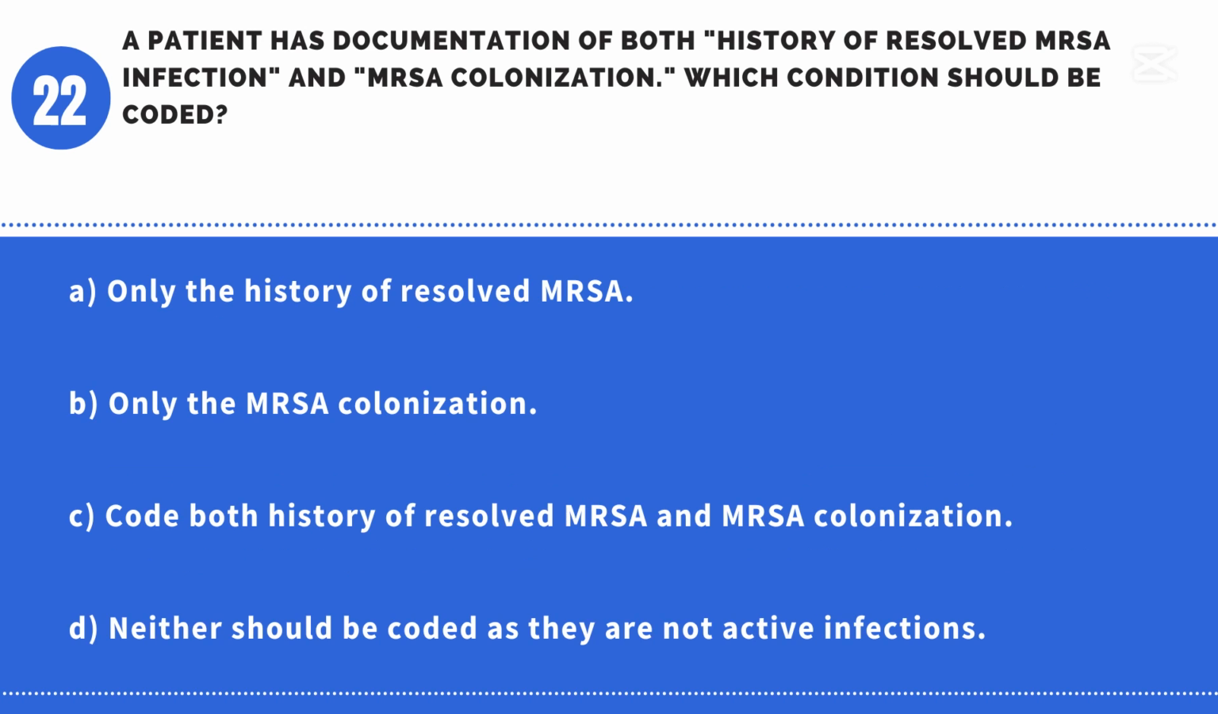Question 22. A patient has documentation of both history of resolved MRSA infection and MRSA colonization. Which condition should be coded? A. Only the history of resolved MRSA. B. Only the MRSA colonization. C. Code both history of resolved MRSA and MRSA colonization. D. Neither should be coded as they are not active infections.